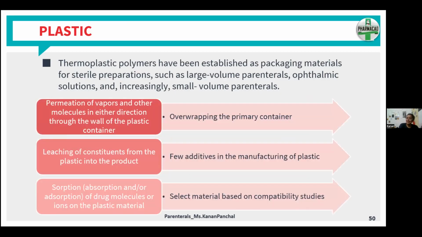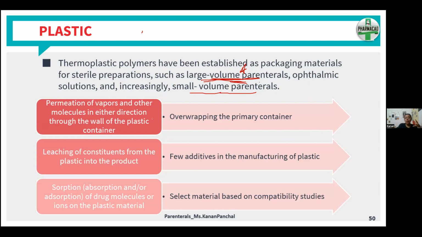Then come the plastics. So the plastics which you use are thermoplastic, meaning on heating its shape changes. Okay, that is what thermoplastic is. They have been established as your packaging material for sterile preparations, especially for your LVPs. Your ophthalmic solutions also come in bottles like that. Increasingly, it's now being used in SVPs, but believe me, by and large, it is LVPs only.